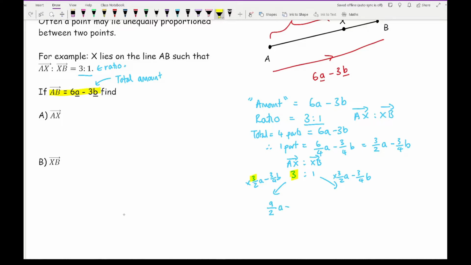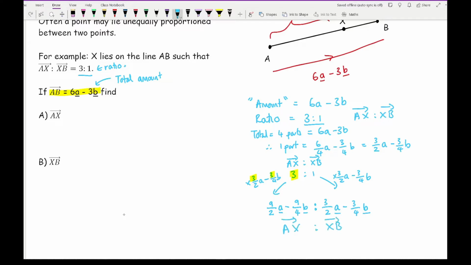and then I've got 3 times 3 again, so that's going to be 9/4, and that is a 9. Let me just make sure that it doesn't look like an A. So I've got 9/4 b. And then multiplying everything by 1, well, that's just going to be 3/2 a minus 3/4 b. And so now I've got my ratio. So this is A to X, and this is X to B.